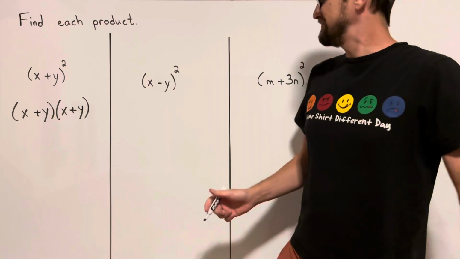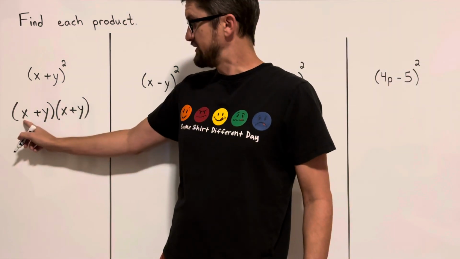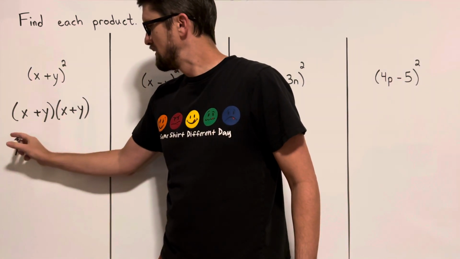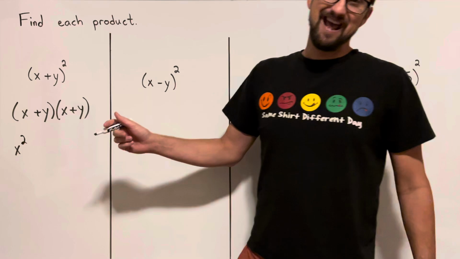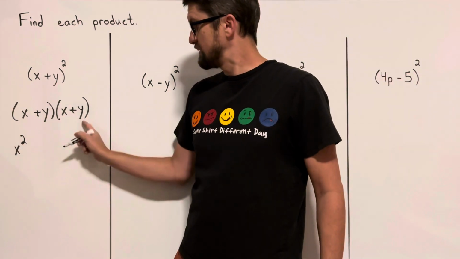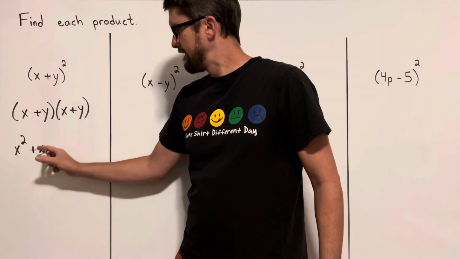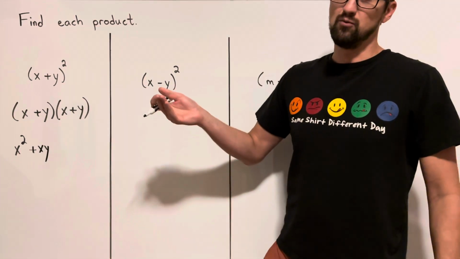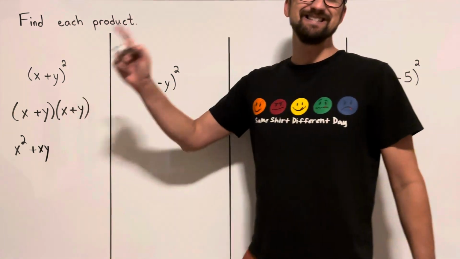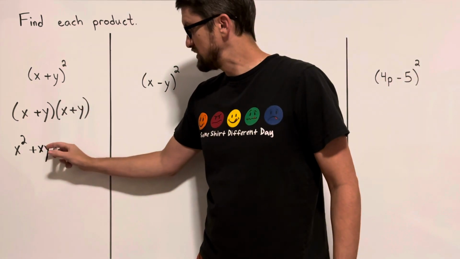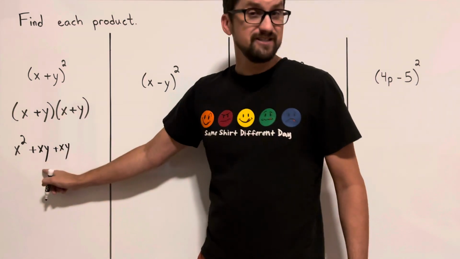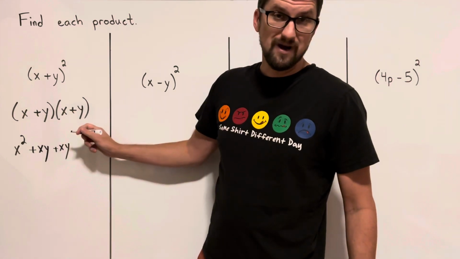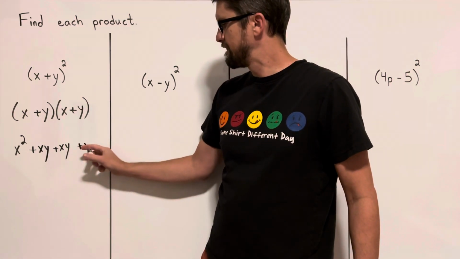and then FOIL it. FOIL means you multiply the two first terms in the binomials. X times x is x squared. And then do the outer terms, x times y. Then the inner terms, y times x, or since multiplication is commutative, you could write that as x times y to match up with this xy. And then the L in FOIL is multiplying the two last terms. Y times y is y squared.